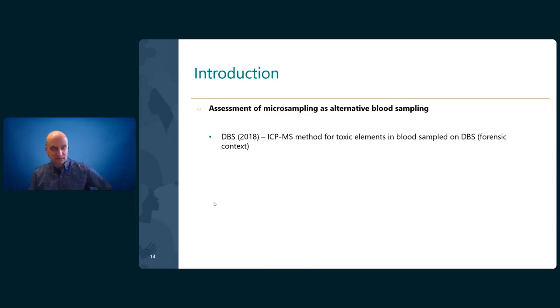On our side, we started working with DBS technology in 2018. And the first attempt was to develop an ICP-MS method for toxic elements in blood samples on dry blood spots or on the Whatman paper, especially in a forensic context. So at that time, we were targeting some elements in the forensic context.